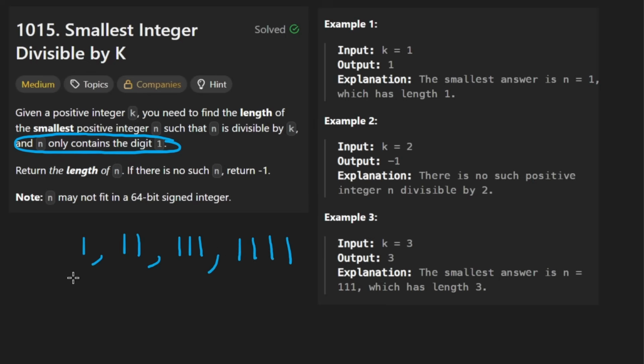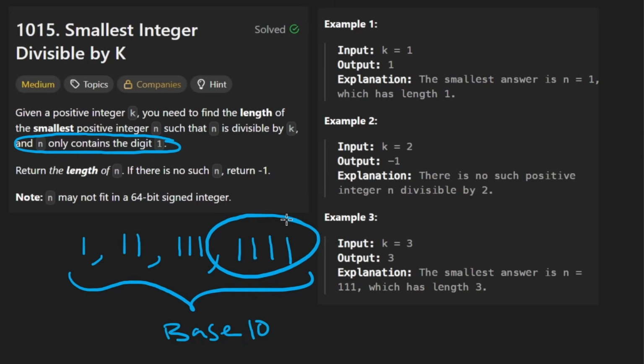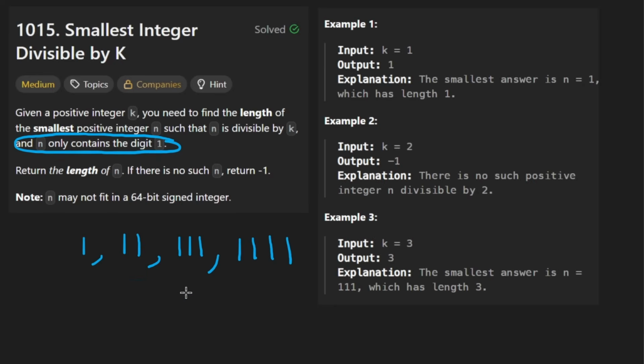And keep in mind, this is not binary. This is still base 10. When I see ones and zeros, I get kind of confused and I start thinking in terms of binary, so don't do that. This is still base 10. And conceptually, the brute force would be pretty easy, right? What we would do is we would just try this one. Is this one divisible by k? If it's not, you just keep going, you just keep trying. But there's a few problems with that approach.